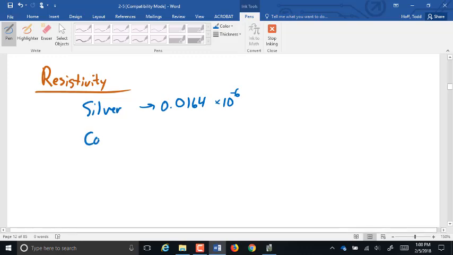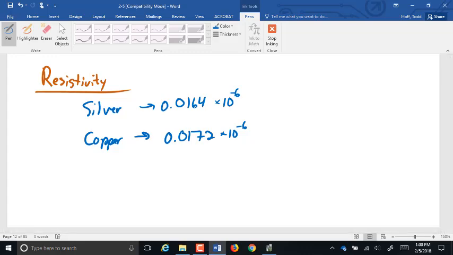Copper, you can see, is 0.0172 times 10 to the negative 6. Not a whole lot worse than silver, but copper, the weird thing about copper, exposed to air does corrode quickly, but as long as it's making tight contact with other metals, where it's not exposed to direct air, when you make connections with it, it doesn't corrode between those connections.